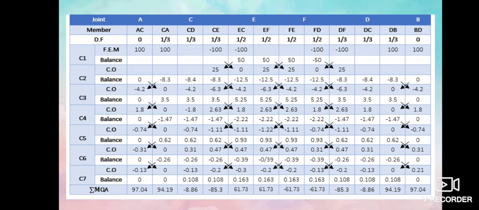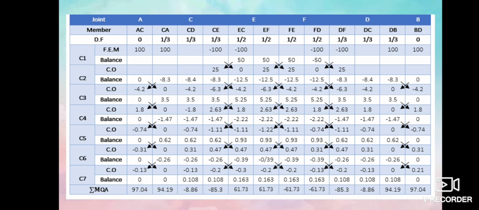We have 50 because EF would be times 100 times 1/2, just getting 50, and 50 would cross over to FE from EF, and as it crosses over, it would be multiplied to 1/2, thus getting 25, and so on and so forth. You would be getting the same results.